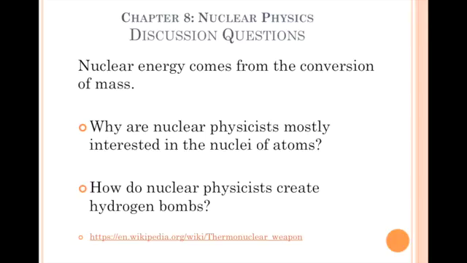Chapter 8, Nuclear Physics. Nuclear energy comes from the conversion of mass. Some questions that we're going to discuss in class and that are important in this chapter are: why are nuclear physicists most interested in the nuclei of atoms? And how do nuclear physicists create hydrogen bombs? These are some activities we'll be doing in class.